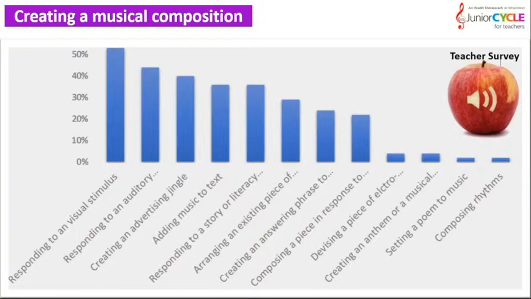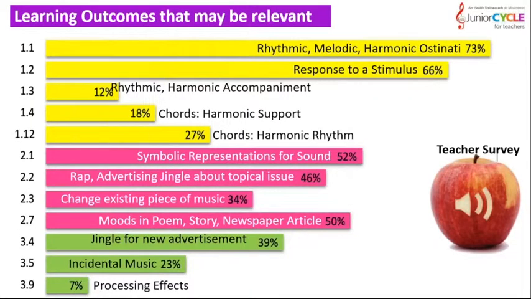In creating a musical composition, we then asked you to identify the learning outcomes that you felt were most relevant to this learning. The result was quite mixed, as you can see from here. The learning outcomes around symbolic representations of sound, rhythm, melody, chords, and jingles are very widely used. Also evident here is the rich engagement with responding to a stimulus.